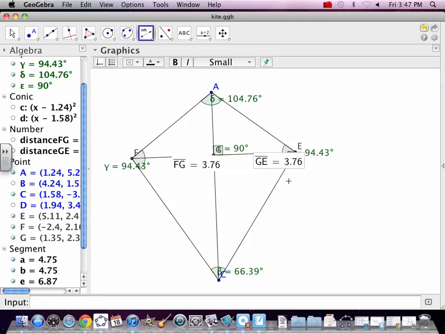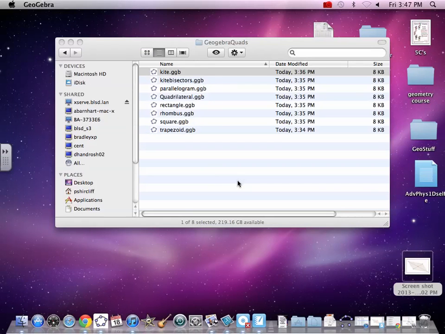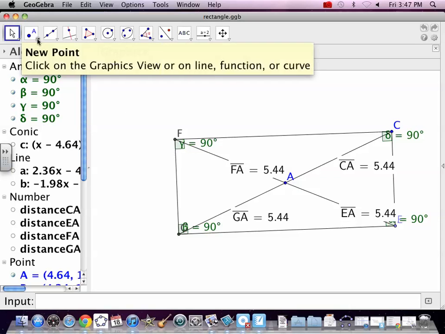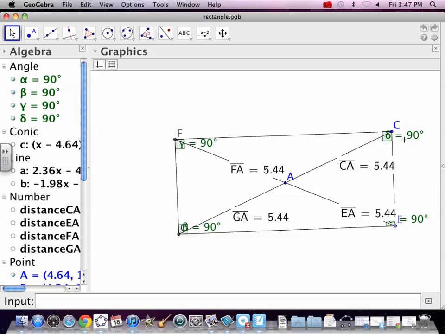That's kind of important to know. So that's kite. So let's drop down to rectangle. Yeah, let's go rectangle. And we got 90s in the corners. We got sides are parallel, sides are congruent, diagonals are bisectors. But what happens when we do the 90s is that those diagonals also become the same size.